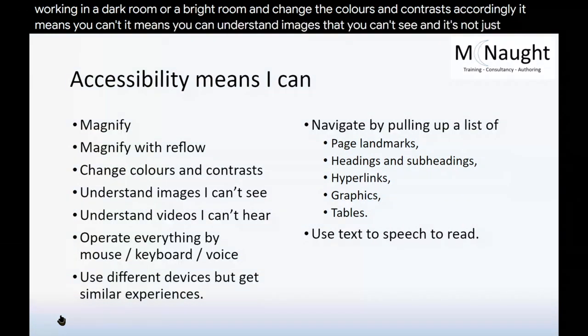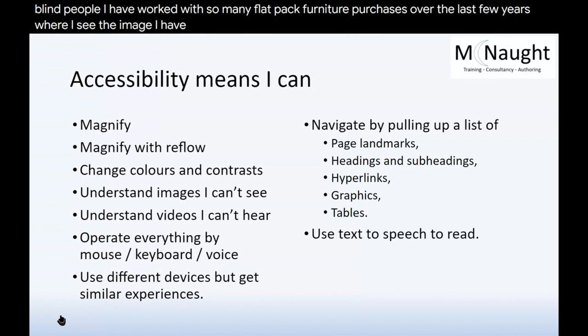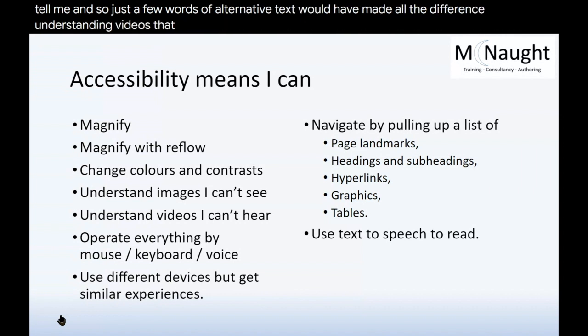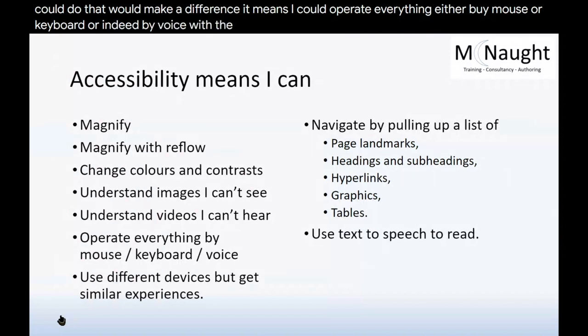It means you can understand images that you can't see. And it's not just about blind people. I have worked with so many flat pack furniture purchases over the last few years where I see the image. I have no problem seeing the image. I still don't have a clue what it's trying to tell me. And so just a few words, a bit of alternative text would have made all the difference. Understanding videos that perhaps you can't see or you can't hear, just small things that you could do that would make a difference. It means I could operate everything either by mouse or by keyboard, or indeed by voice with the appropriate software.